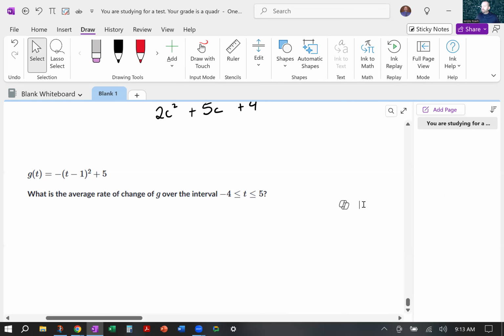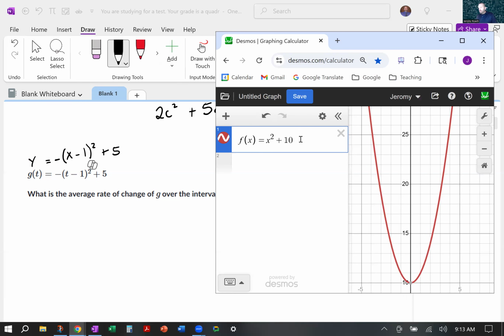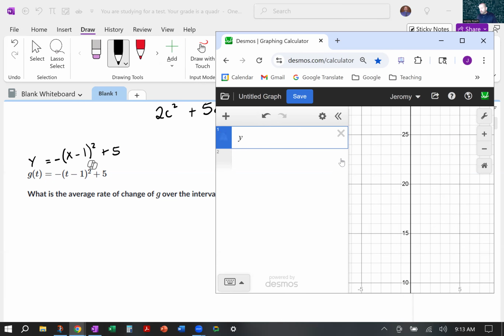So basically, we're just saying that t is the same thing as x, and that g of t is like y. And if we type this into our calculators on Desmos, it will show us a new graph. You can use f of x too if you wanted to. That's fine, as long as you keep everything consistent. But I'm just going to use y instead of f of x this time. You get the same basic result.